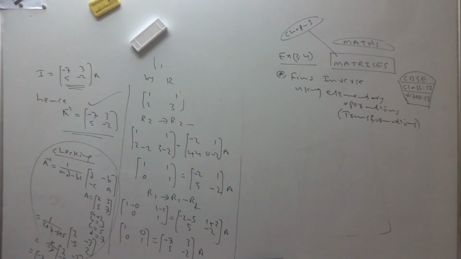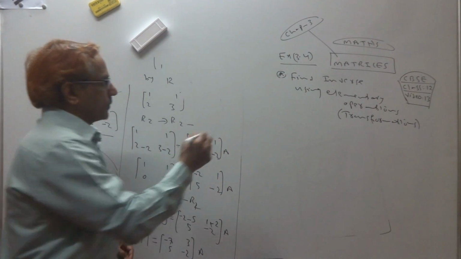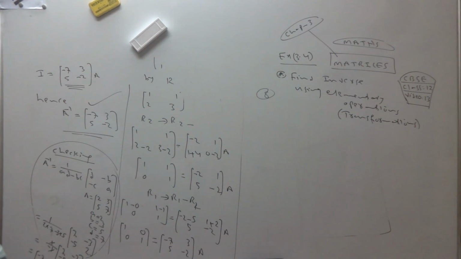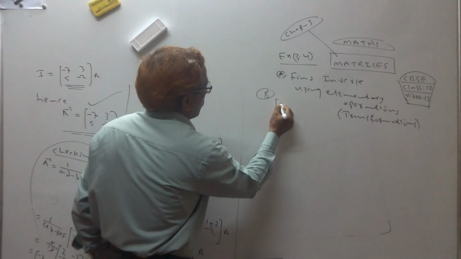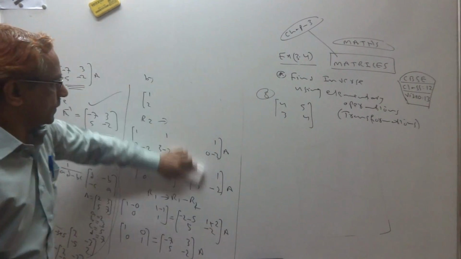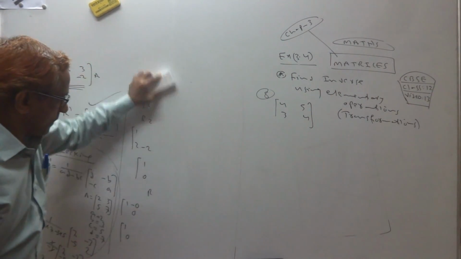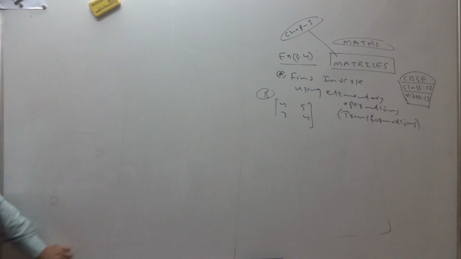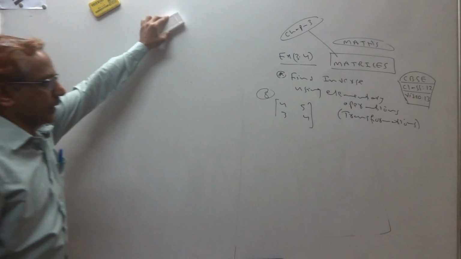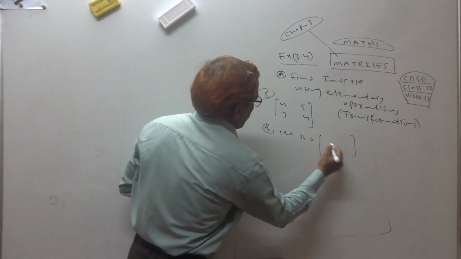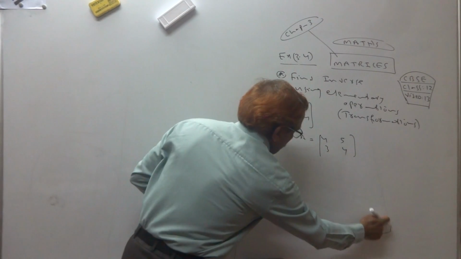Then see, I am taking the 8th question, please. Question number 8: [4 5; 3 4]. We are doing exercise 3.4. So you got the idea of how to check the answer also? Yes. So first let us call it A: [4 5; 3 4].